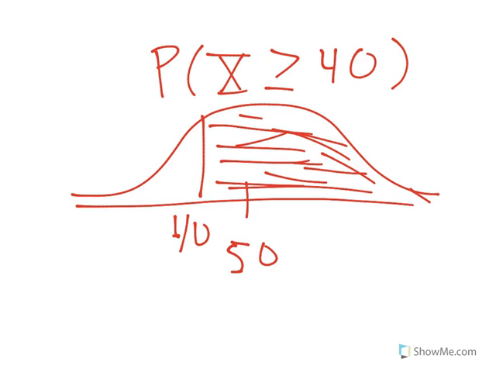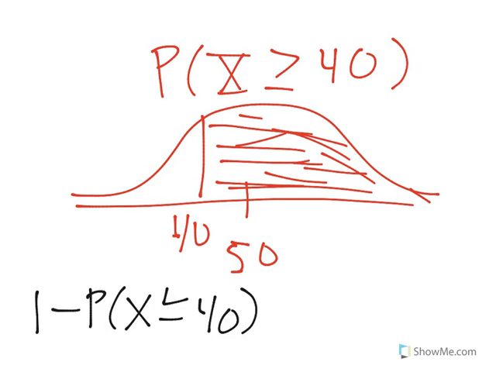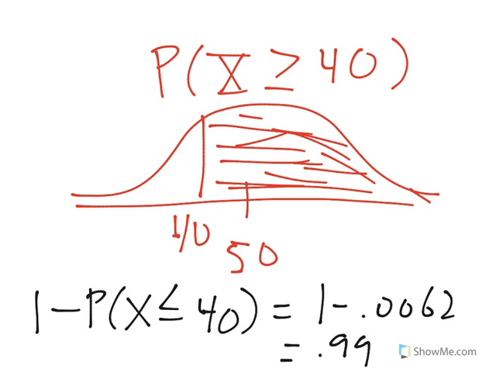But what I can do is 1 minus the probability that x is less than or equal to 40, right? That's an ugly less than or equal to sign. There we go. So in this case, I would just do 1 minus 0.0062, which equals 0.9938 approximately. So you could do all the further steps. You just remember to subtract it from 1 if you're doing greater than.